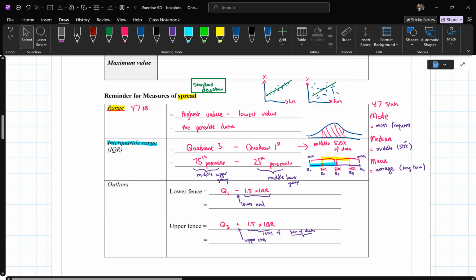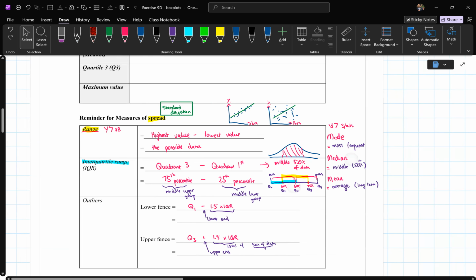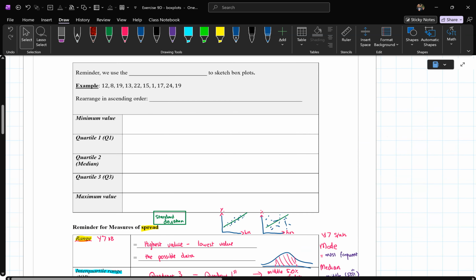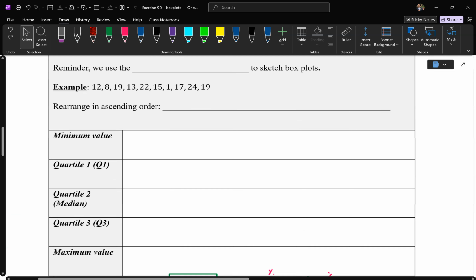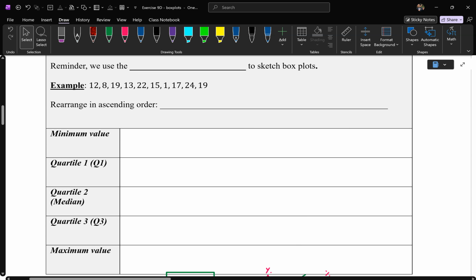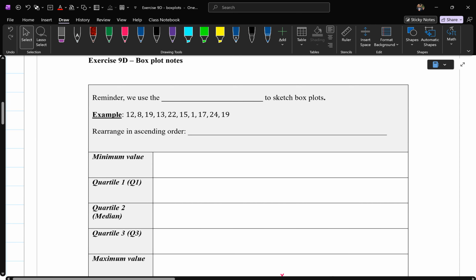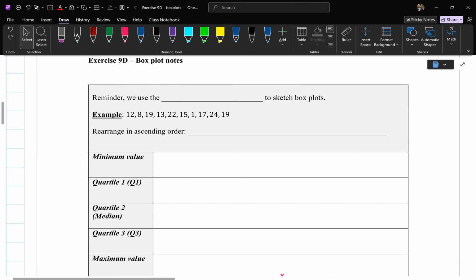Okay? All right, team. So let's do an example. So that's the theory that you need to understand and why we're sort of analyzing data and how we're analyzing it. Flipping back up, let's have a look at the example. Grab out your CAS if you have it. Otherwise, you can do this by hand as well. All right. So we've got data. We're going to use something to sketch box plots.